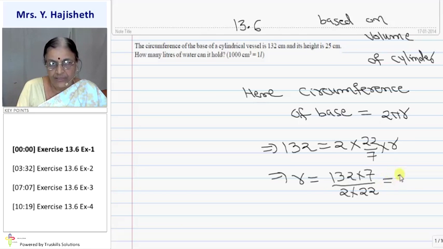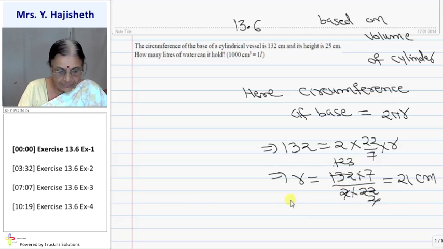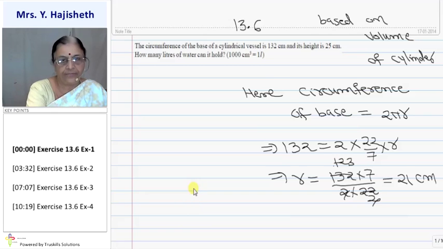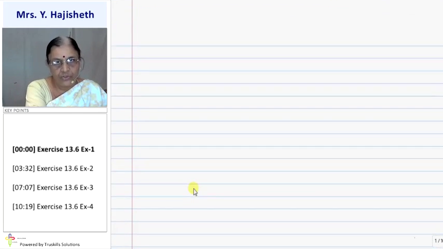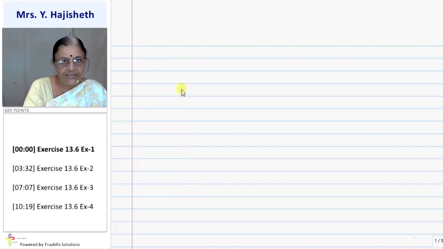So if you calculate it, it is 21 centimeter, because 11 2s are 22, 11 1s are 11, and 11 2s are 22. 2 2s are 4, 4 3s are 12. So it is 21 centimeter. Now what is volume of cylinder? Volume of cylinder is a very simple sum, direct sum.